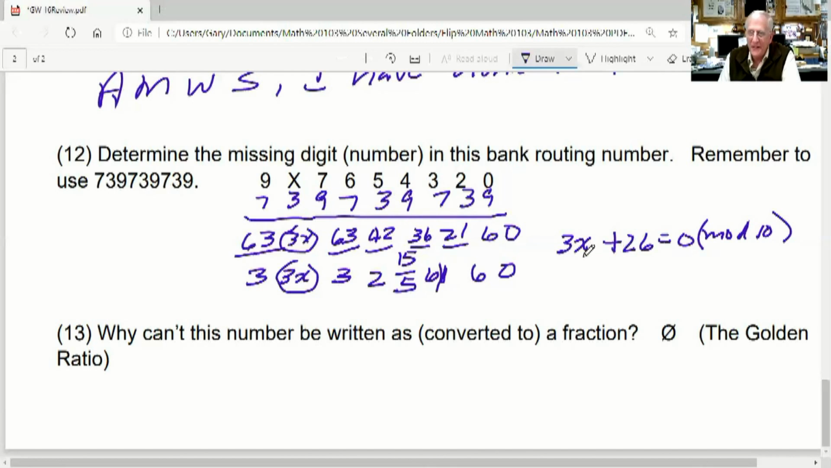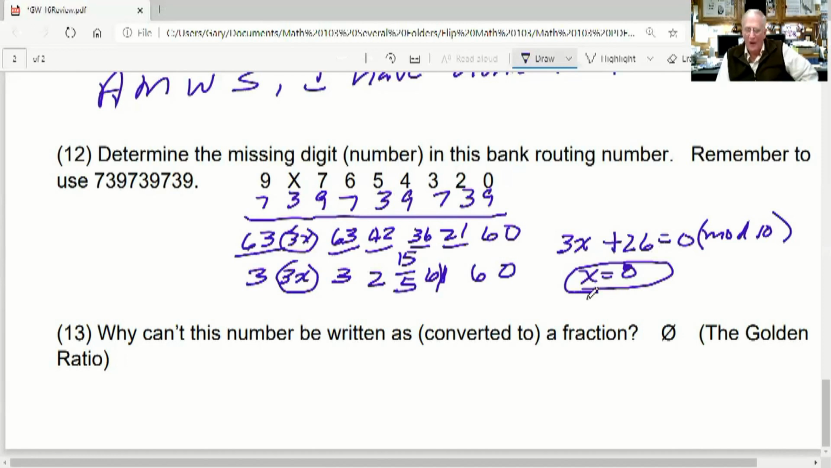What times 3 ends in a 4? It is x equals 8, right? 8 times 3 is 24. So x equals 8 is the correct answer. So the missing number in the bank routing number is an 8.